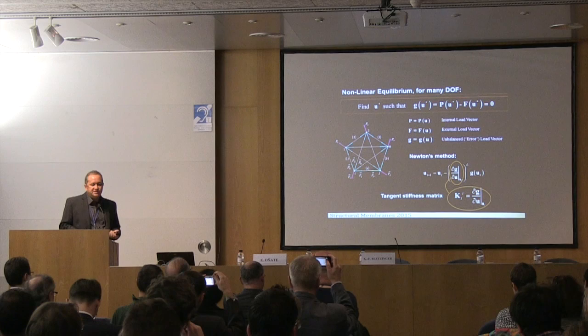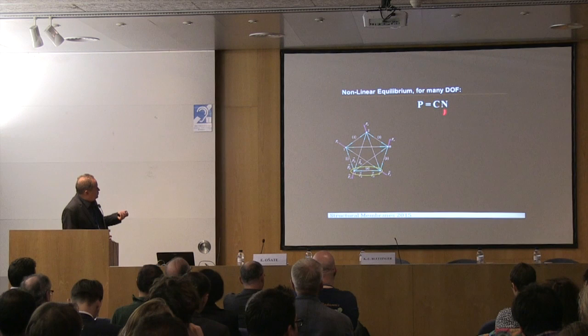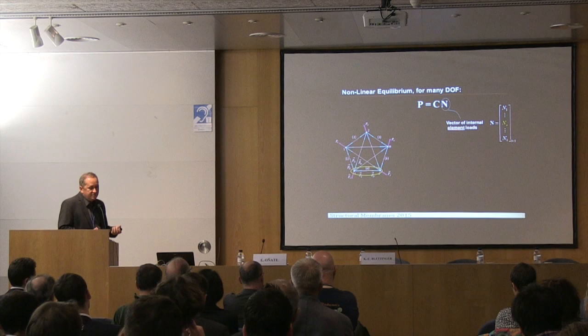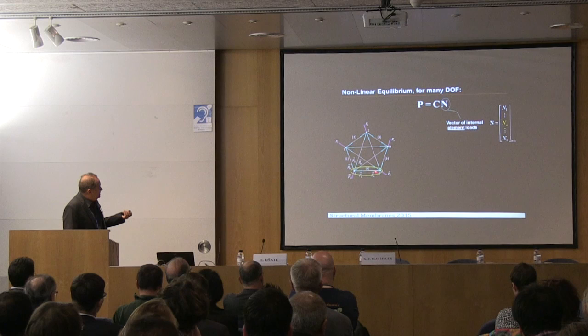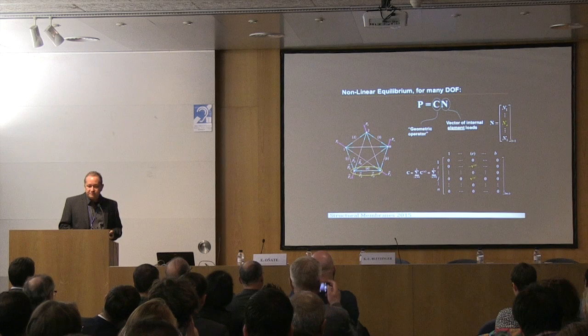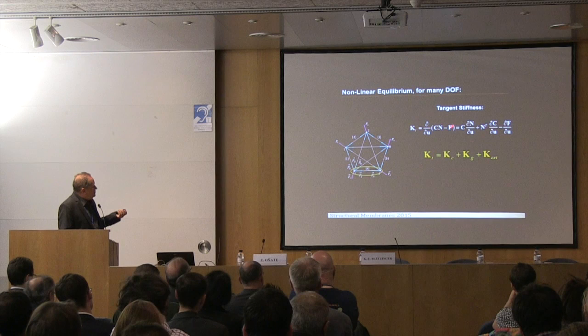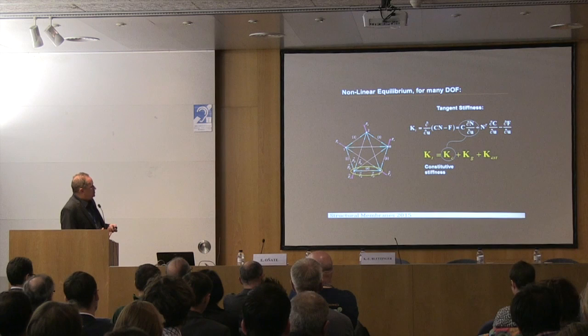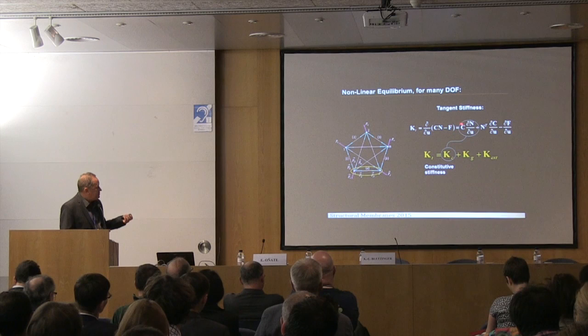Now we can always decompose the internal load vector into a collection of internal loads, like in this bar here, the normal load in each bar, which is a scalar. We collect them in a vector, and we transform them into nodal loads by a geometric operator. If we do this decomposition, we get three parts for the tangent stiffness matrix. A constitutive stiffness, which stands for a reluctance of the system to change its internal loads given a geometric configuration, this operator, geometric operator C.